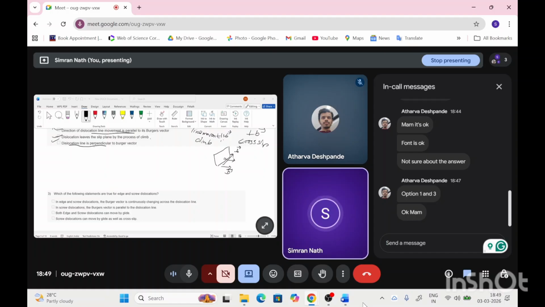And the second thing: both edge and screw dislocations on their primary plane can move by glide only, unless they change the plane. So the edge dislocation uses climb to change the slip plane, and the screw dislocation uses cross slip to change its plane.